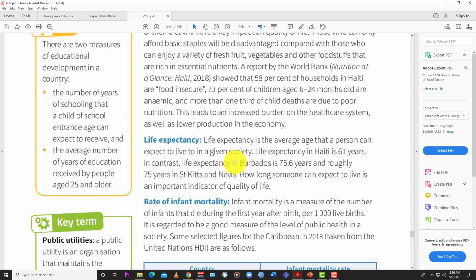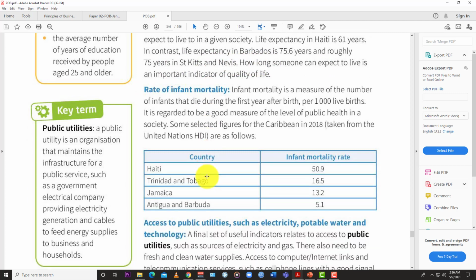So here they say life expectancy is the average age that a person can expect to live in a given society. Life expectancy in Haiti is 61 years. In contrast, life expectancy in Barbados is 75.6 and roughly 75 in St. Nevis. And so those are indicators. Then you have, of course, the rate of infant mortality. The infant mortality rate, that's the next indicator of the quality of life. If it's low, that's a good thing.